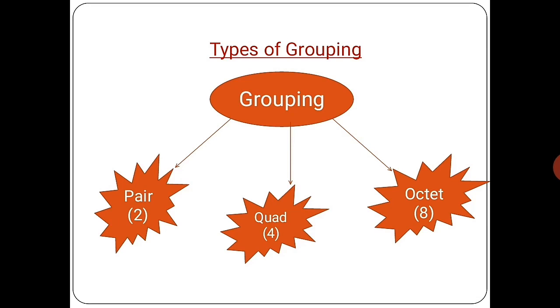It may be the left cell or the right one, the top one or the bottom one. We are not grouping diagonal cells. We are going to group 2 adjacent cells, which is referred to as a pair. We are going to group 4 adjacent cells, which is referred to as a quad. We are going to group 8 adjacent cells, which is referred to as an octet.